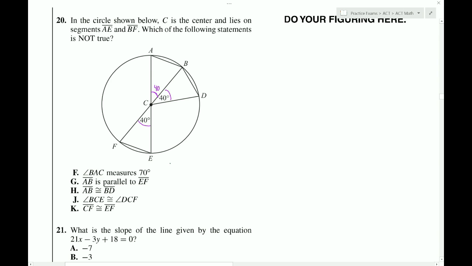Let's see what else we can deduce. AB is parallel to EF. Can we deduce that? Yeah, I believe that we can. I believe that we can because we can know, well, okay. Let me see if we can start with something easier.